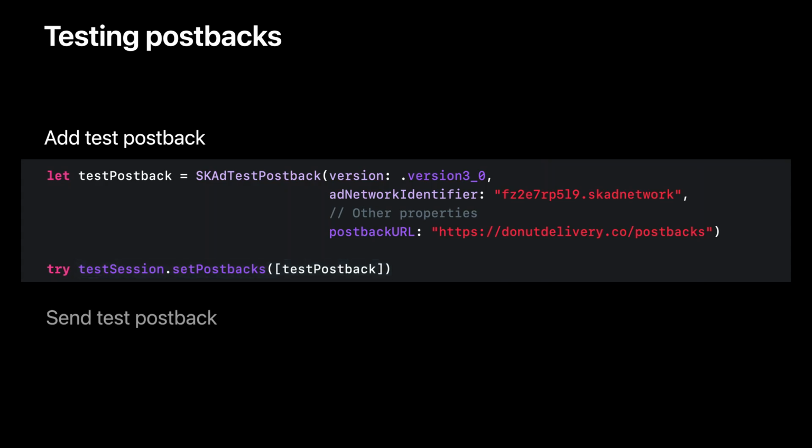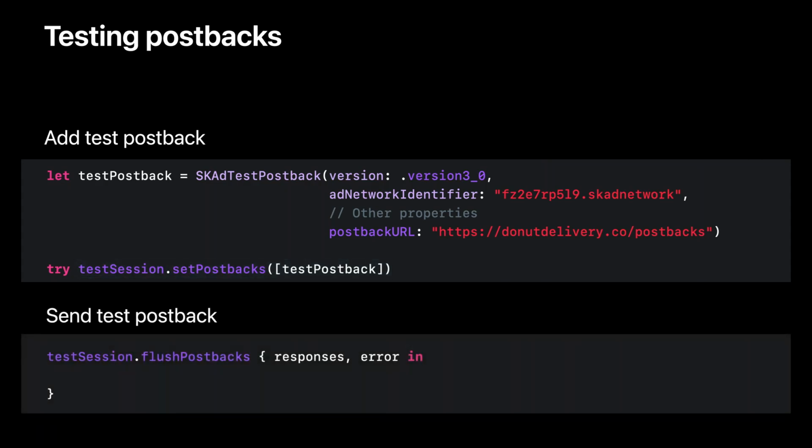Step 2 is to actually send the postback out. All you need to do here is to call the flushPostbacks method on SKAdTestSession, and your postback will be off on its way. Note that SKAdTestSession will send your postback over the network to the server you specified when composing your postback.